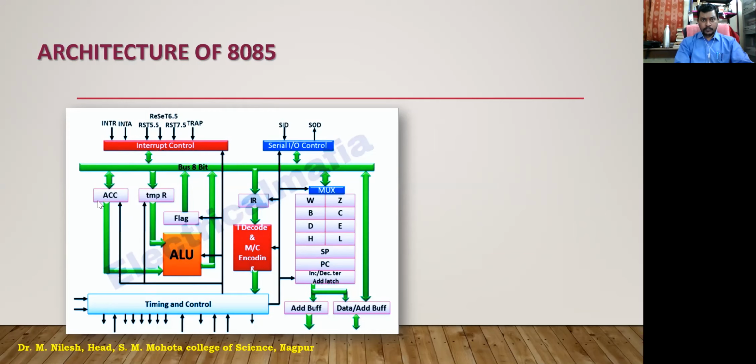So we have general purpose registers B, C, D, E, and HL. Then we have SP, the stack pointer. Then we have the program counter, which keeps track of the programs.